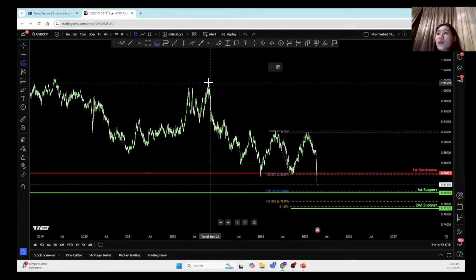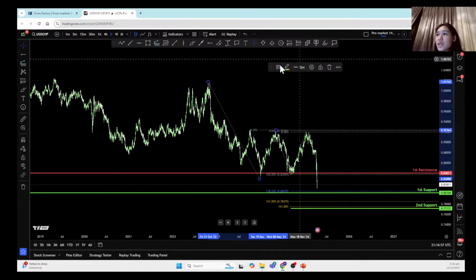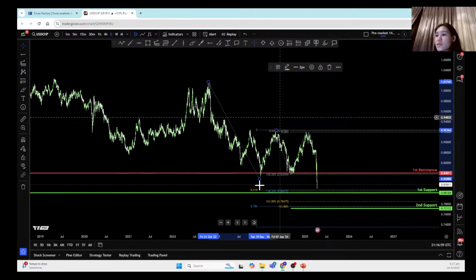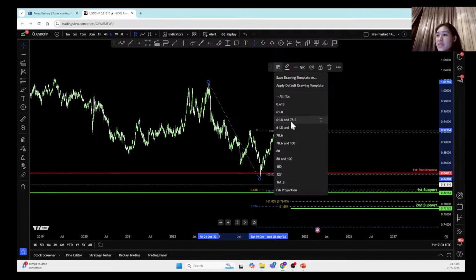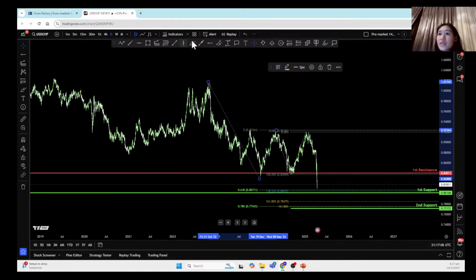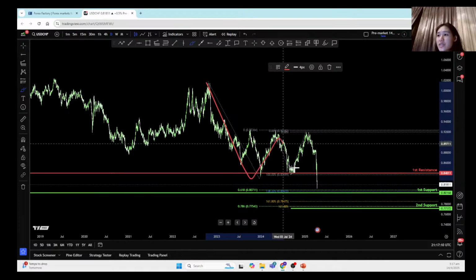Okay. I'm also gonna use a Fibonacci projection here. Okay, and you can see my 161 and 67 line up nicely. Okay, this is a bigger Fibonacci chart.